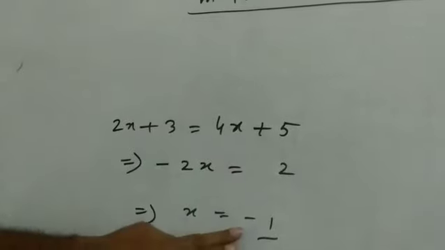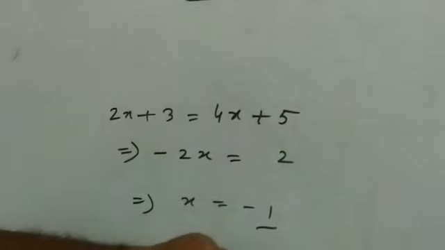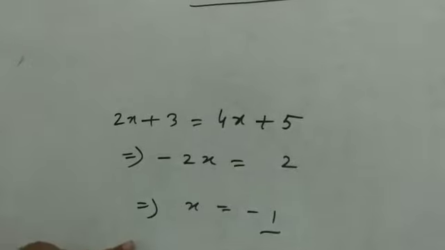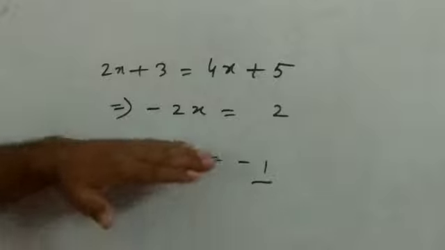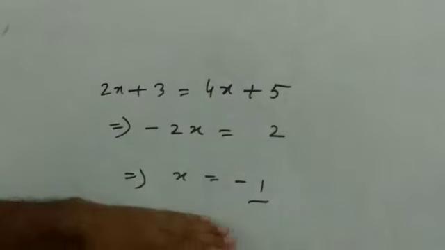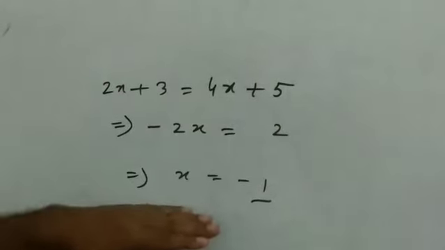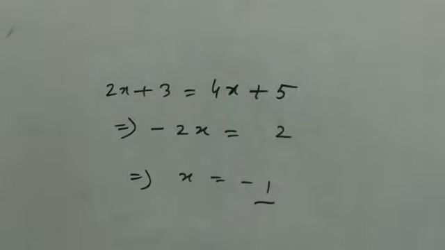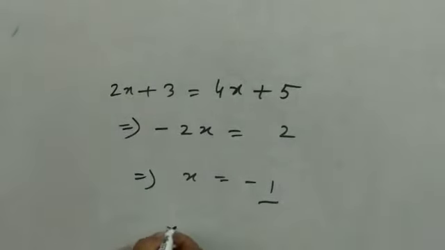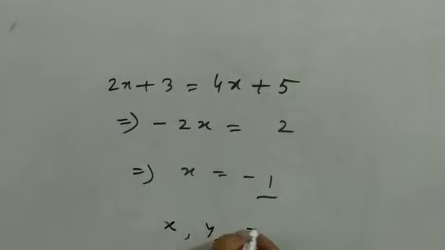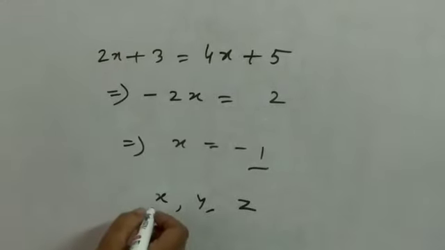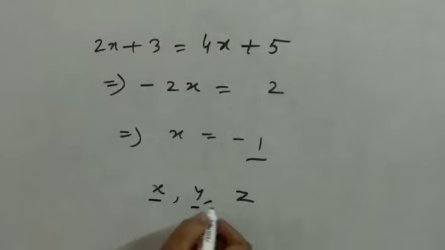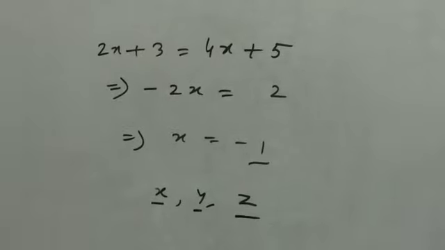Even this number we can plot on the number line. So you have the idea about the linear equation in one variable. If one variable, then there will be one solution, and generally the variables are x, y, z. Other variables also we are using, but the most used variables are x, y and z.